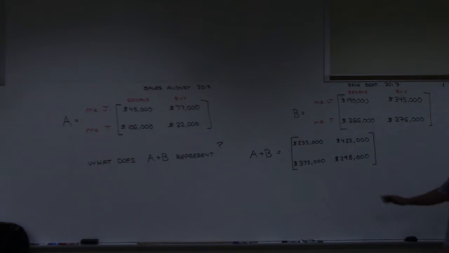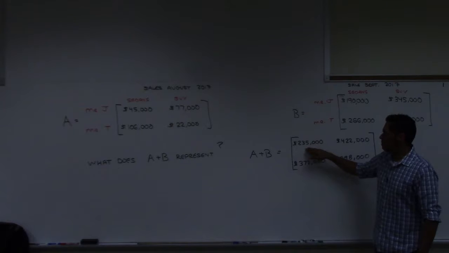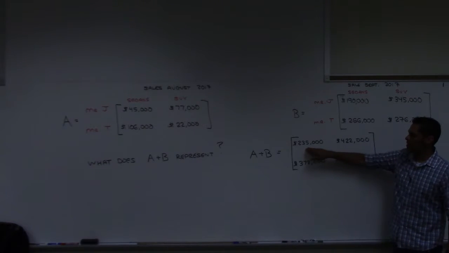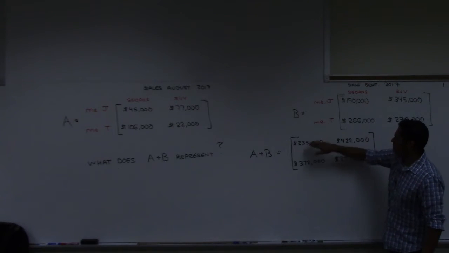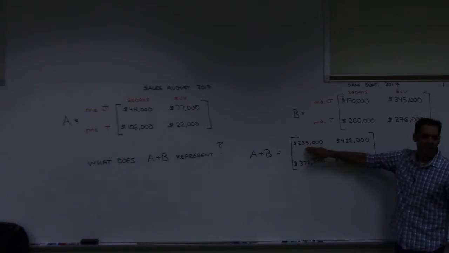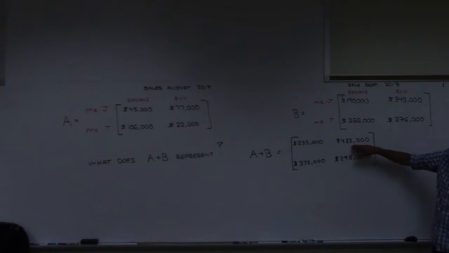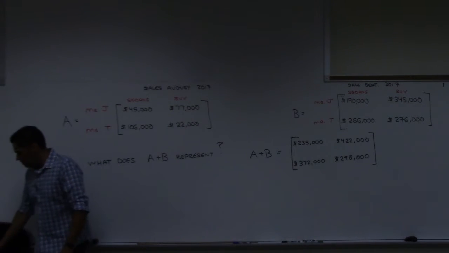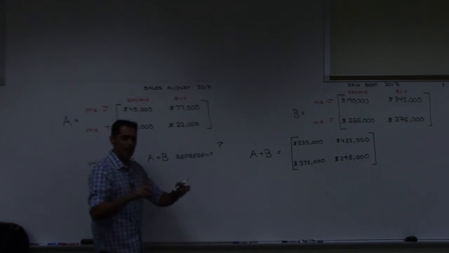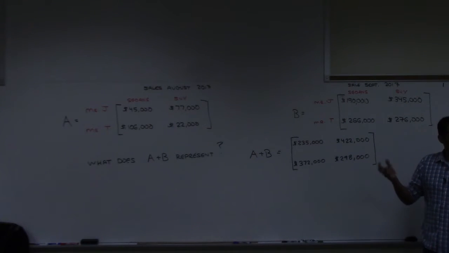So what would this 235,000 represent? Total sales by Mr. J of sedans in both August and September, right? This would be Mr. J's total sales of SUVs in both the months of August and September. So if you're running a business, you can create an Excel spreadsheet where you put in the data, and then you're basically just adding matrices to get total sales.